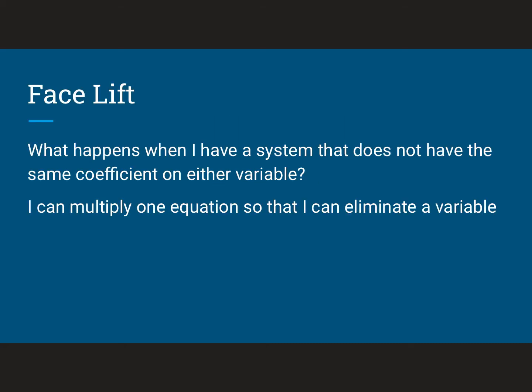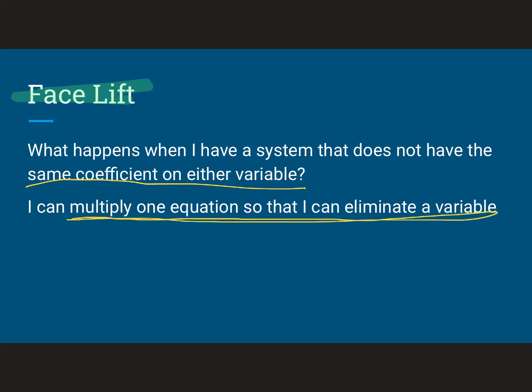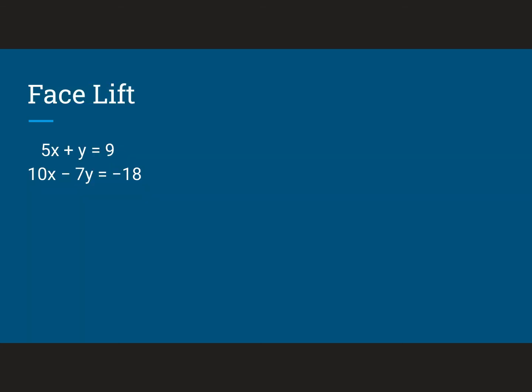So, we've gone over in your face and glasses. Now let's look at facelift. What happens if I have a system that does not have the same coefficient on either variable? Instead of multiplying by -1, we can multiply by another number so that we can eliminate the variable. So let's look at how we do that.